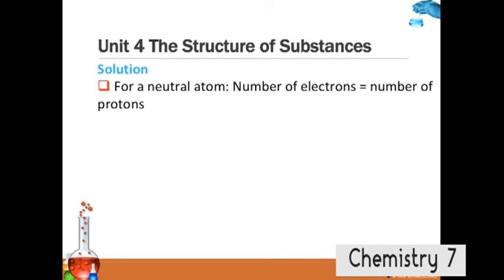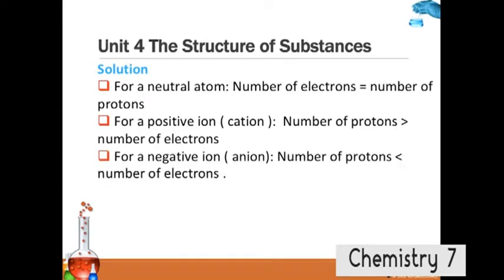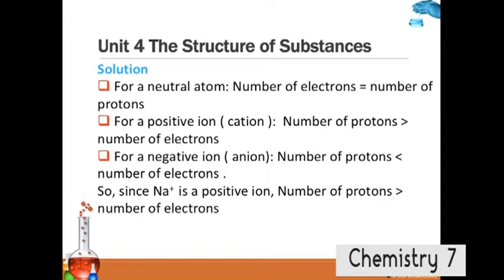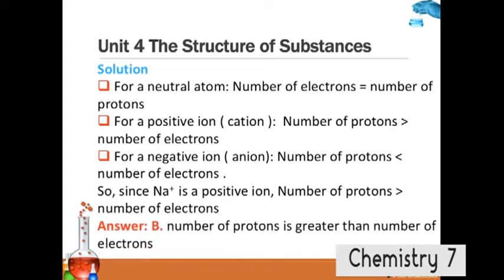For a neutral atom, the number of electrons is the number of protons. But for a positive ion, which is also called a cation, the number of protons is greater than the number of electrons. For a negative ion or anion, the number of protons is less than the number of electrons. Since sodium plus is a positive ion, the number of protons is greater than the number of electrons. The answer is B. The number of protons is greater than the number of electrons.